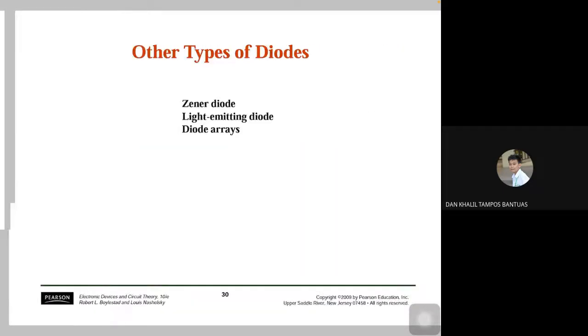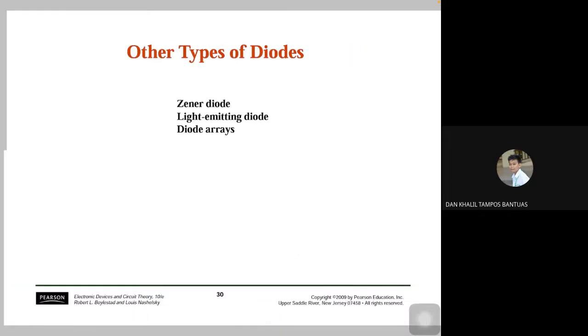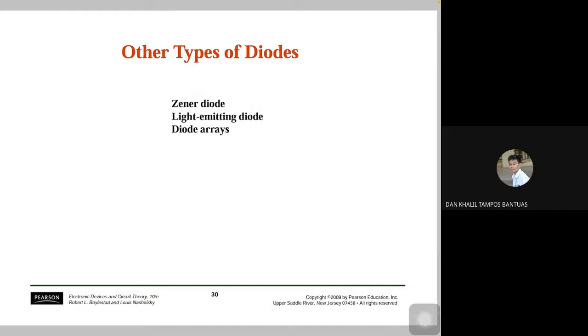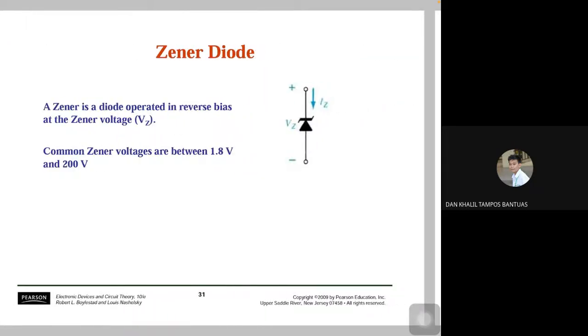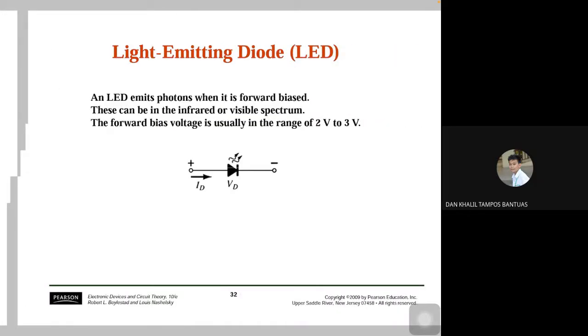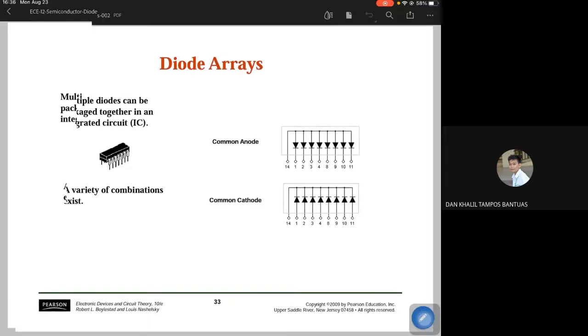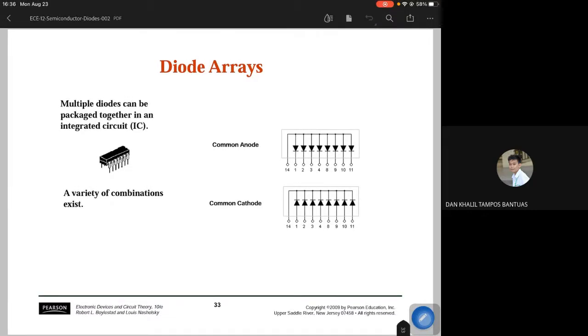Curve tracer or oscilloscope. Other types of diodes: we have the Zener diode, the light emitting diode, and the diode array. We will discuss the Zener diode further either next meeting or next week. Yeah, I think that's it. That's where the slide ends. Okay.